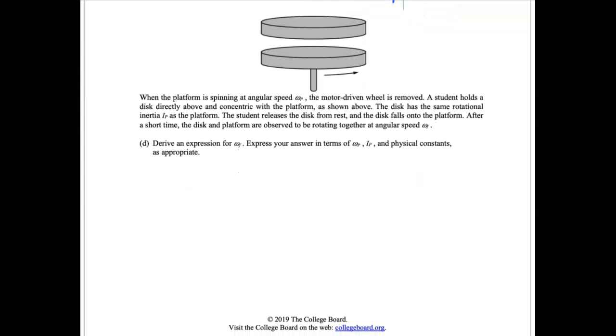Next part: the platform is spinning at an angular speed, and the motor-driven wheel is removed. So we got rid of that guy. A student holds a disc directly above and concentric with the platform. All that means is that this fits right on top of this, and nothing is going to overlap unevenly. Otherwise, that whole thing would wobble really badly, and we don't want the wobble.